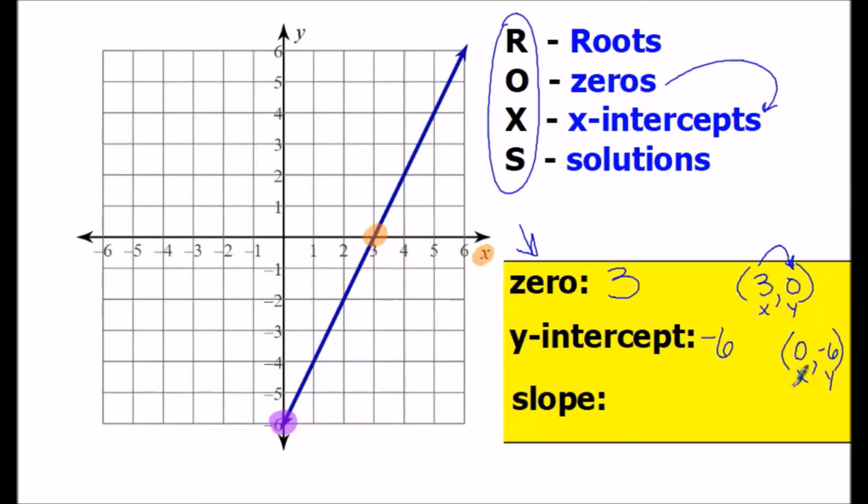And then we have our slope. Slope is rise over run, rate of change, all that means the same thing. So let's go right here. I'm going to find a point, and here's a point right here, rise over run. So I'm going to go up, can't go over, nope, go up, bam, there it is. How many did I go up? I went up 2 and over 1. Remember, rise over run. So slope is 2 over 1, or we can simplify that to 2. And remember, slope is m. So we have our zero, y-intercept, and slope.